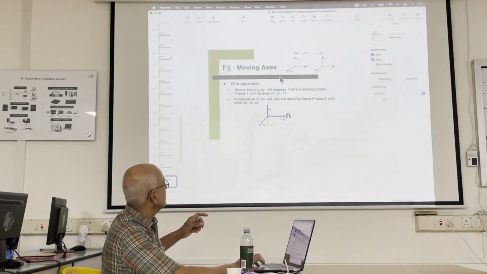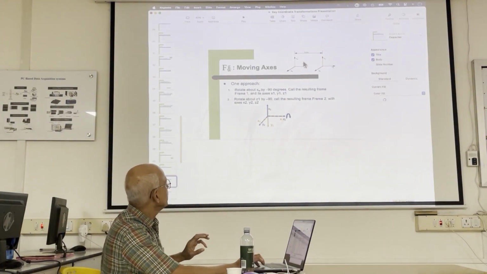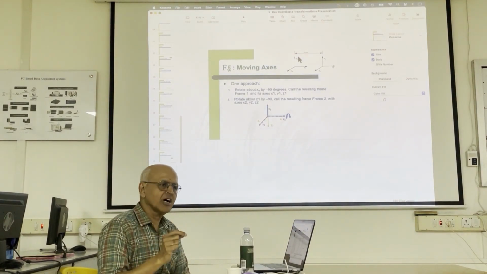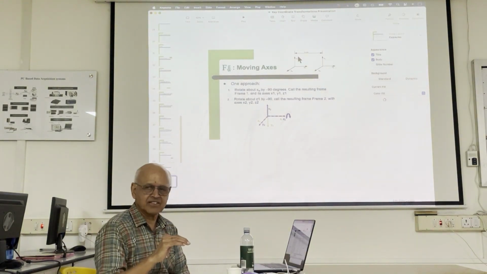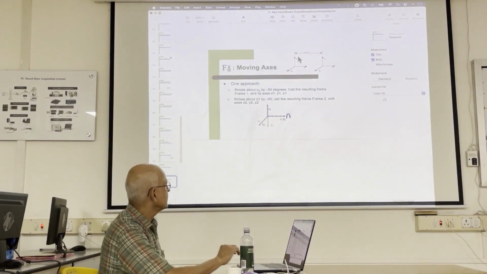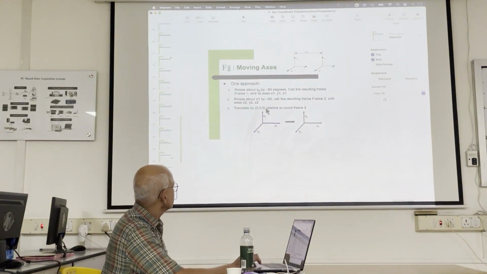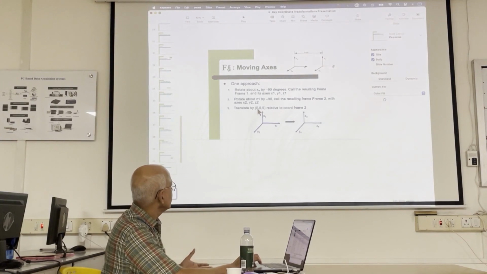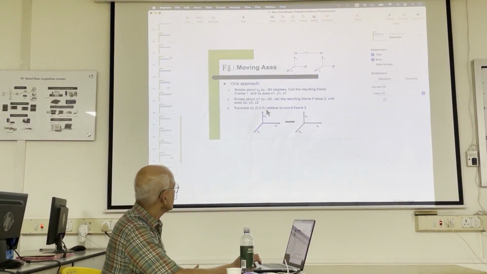And you see that now it's angle aligned. Only then can you talk about translation. You cannot do translation without aligning the axis. It has no meaning. So the answer is not the answer, but the translation part of it is 005. Translate by 005 relative to coordinate frame 2.